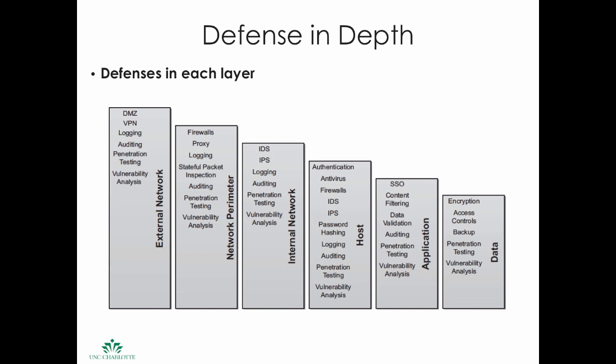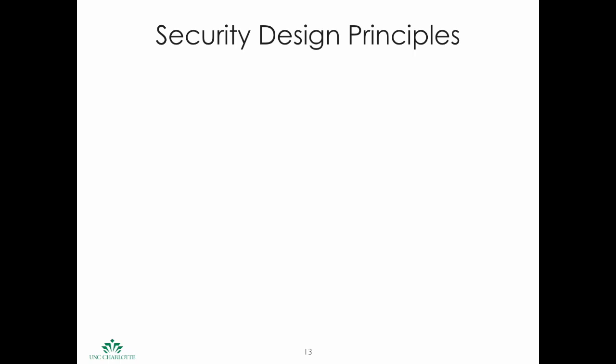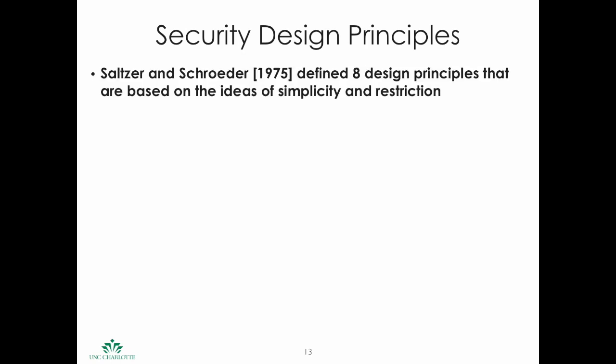At the data layer, we can use encryption and access controls, for example. At the application layer, we can use single sign-on and content filtering, for example. At the host layer, we can use authentication, antivirus, firewalls, etc. At the internal network layer, we can use intrusion detection systems. Similarly, at the network perimeter layer, we can use firewalls and proxies. And at the external network layer, we can use a virtual private network. So now let's look at the security design principles that need to be considered in order to implement secure software systems.